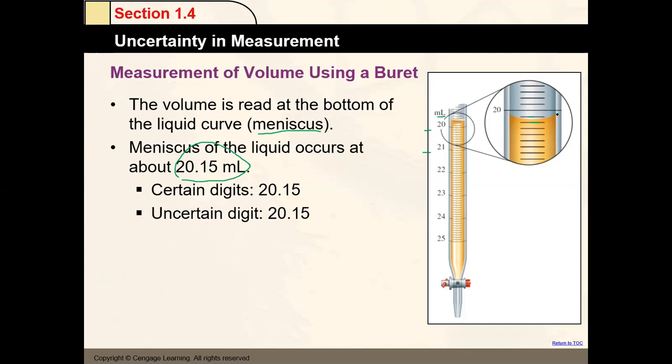So when you measure the volume of a liquid, you never read the top or the intermediate. You always have to read at the bottom of the curve. That is called the meniscus of the liquid. In this case, it's right in between, and that's why they are reporting 20.15. My certain digits are 20.1, because that's what this particular burette allows me to measure: 20 milliliters plus the line. But the uncertain digit is the last 5, because that comes from my eye, my own determination.